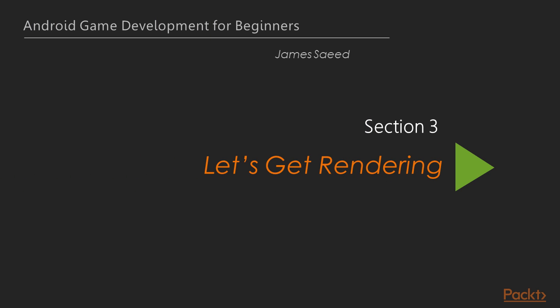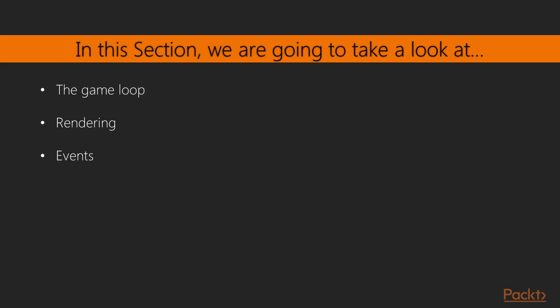Hello and welcome to section Let's Get Rendering. In this section we're going to take a look at the game loop, what it is, and how we're going to use it with our surface view. Then we're going to use the surface view to render shapes, and then we're going to have a look at events like touch and how our game is going to react to those events.